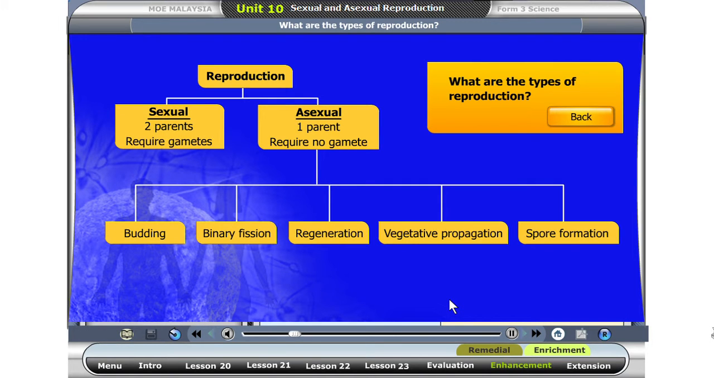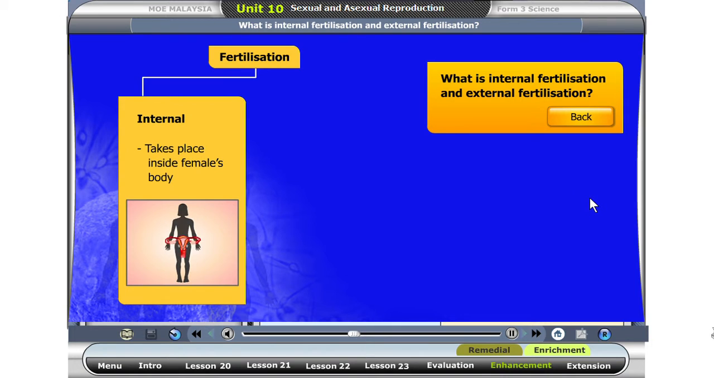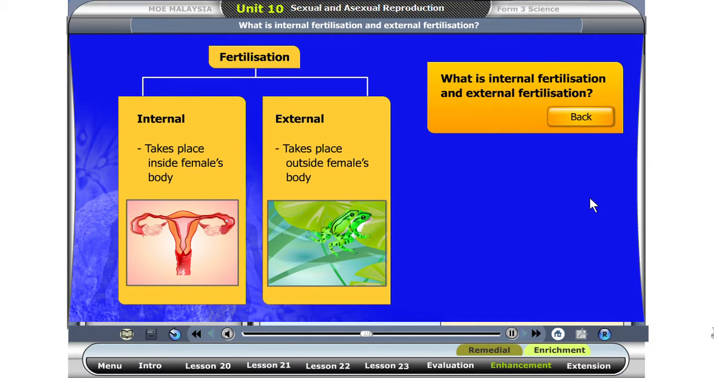There are two types of reproduction, sexual and asexual reproduction. Sexual reproduction involves two parents of different gender. Asexual reproduction involves only one parent. There are 5 types of asexual reproduction: budding, binary fission, regeneration, vegetative propagation, and spore formation. Fertilization occurs when the male gamete and the female gamete are fused together. Internal fertilization is fertilization that takes place inside the female's body. External fertilization is fertilization that takes place outside the female's body.